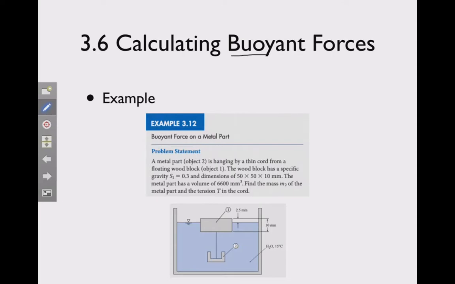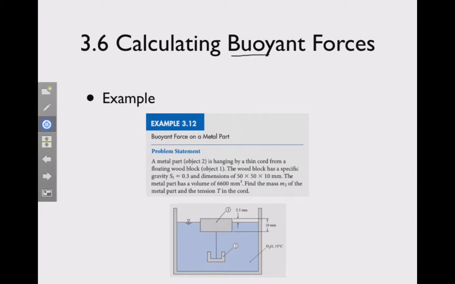A metal part, object 2, is hanging by a thin cord from a floating wood block, object 1. The wood block has a specific gravity of 0.3, so it's significantly less dense than water and thus floats. It has dimensions 50 millimeters by 50 millimeters by 10 millimeters. Note, however, that it's not completely submerged; only 7.5 millimeters are below the surface of the water. This is going to be important when we calculate the buoyancy.